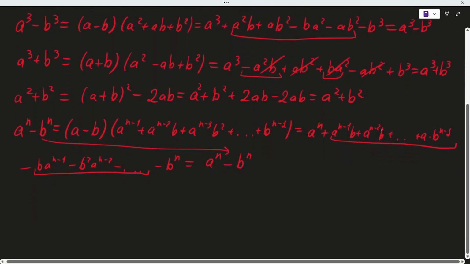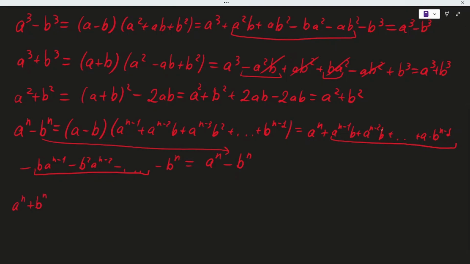aⁿ + bⁿ cannot always be factorized. This factorizes if and only if n is an odd number. And this one is (a + b) times (aⁿ⁻¹ − aⁿ⁻²b + aⁿ⁻³b², and so on). Here we have pluses and minuses alternating, and the final one will be bⁿ⁻¹, because, as I already said, n is an odd number, and the last term must be positive.